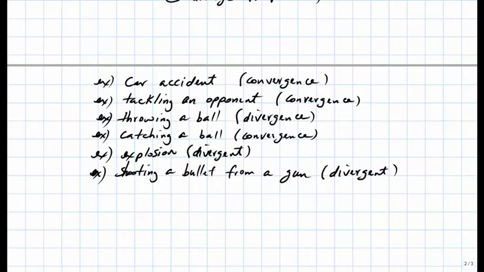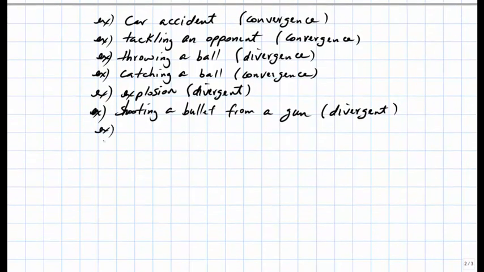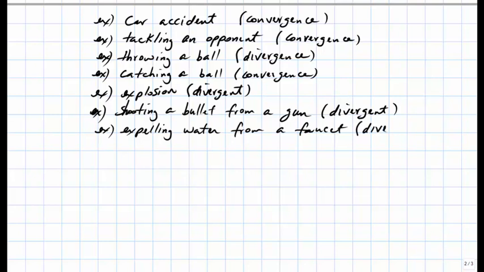There are many other examples. I'll introduce one more. That doesn't sound like a collision, but it actually is. Expelling water from a faucet is considered to be an ongoing collision. And since the water is separating from the faucet, of course, this is a divergent event. So as you can see, we have a much broader definition of a collision with respect to what we ordinarily consider to be a collision.